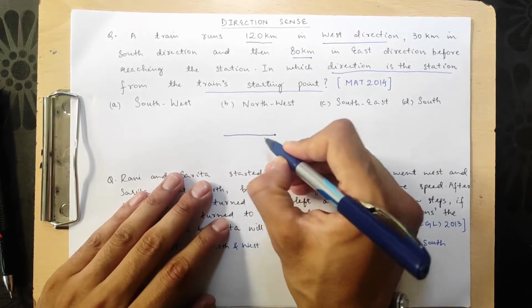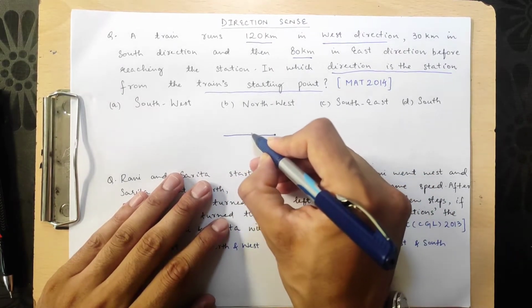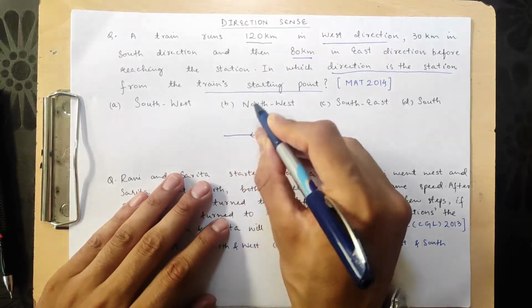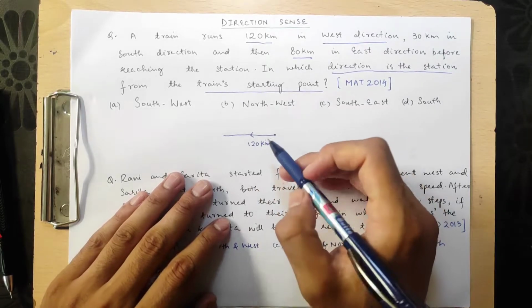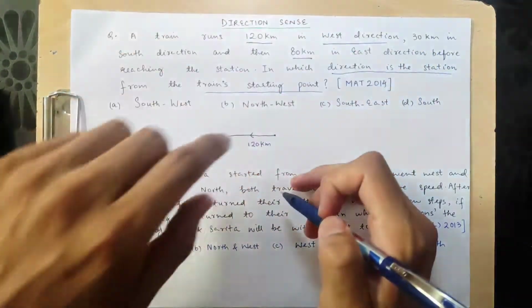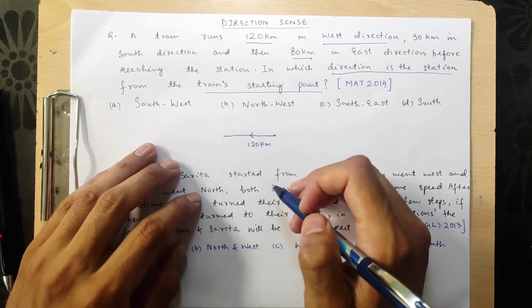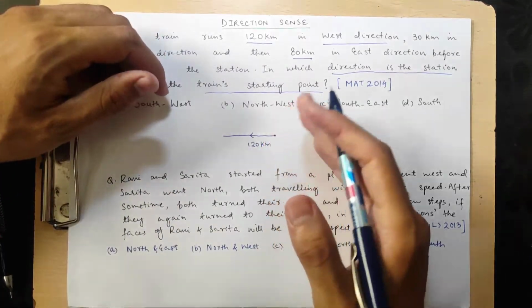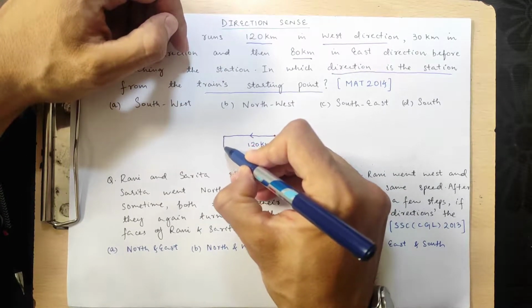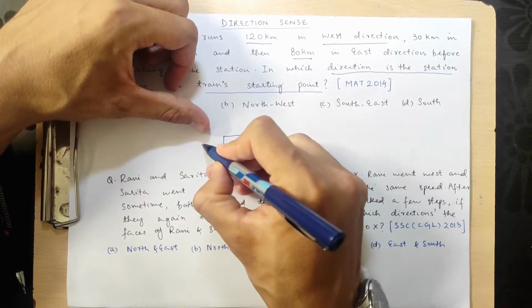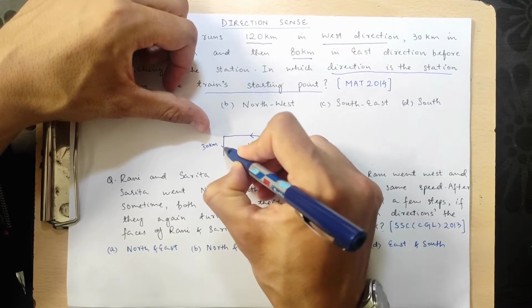So the train has started from the starting point and is moving in the west direction. How many kilometers? 120 kilometers are already covered. Then 30 kilometers in the south direction. Now the train moves 30 kilometers in the south. You know the south direction is this direction. How many kilometers? 30. So I write 30 kilometers in the south direction.